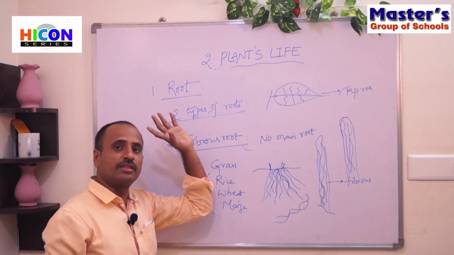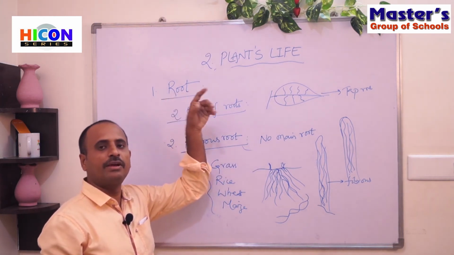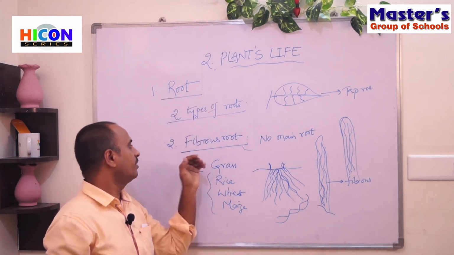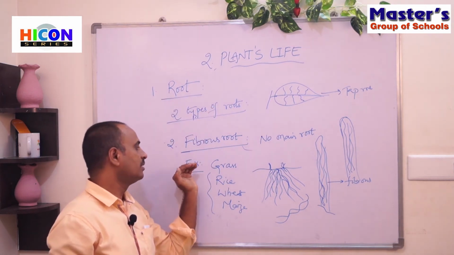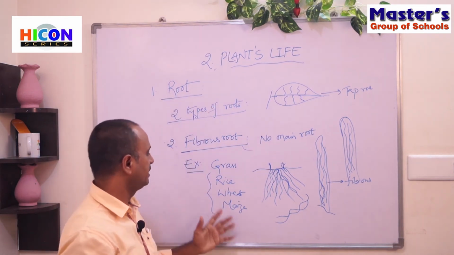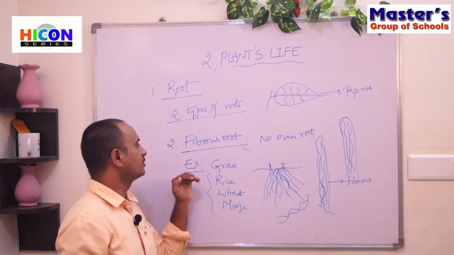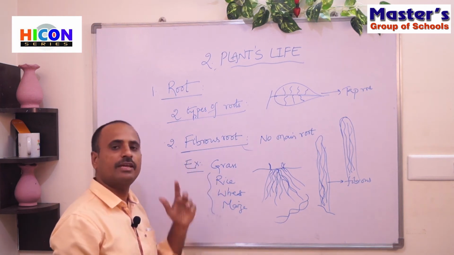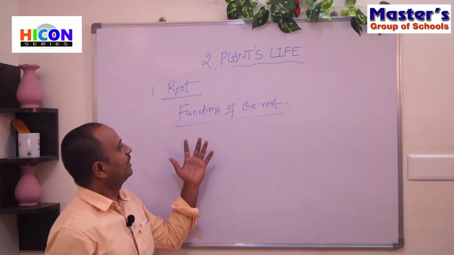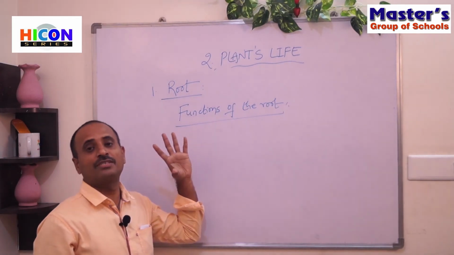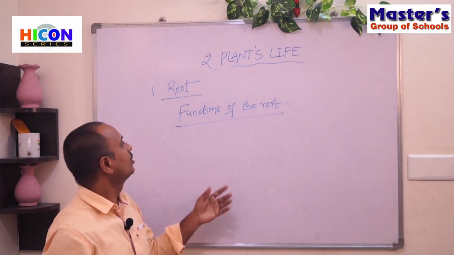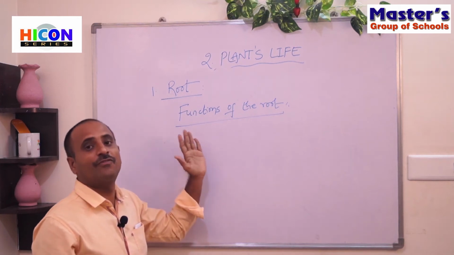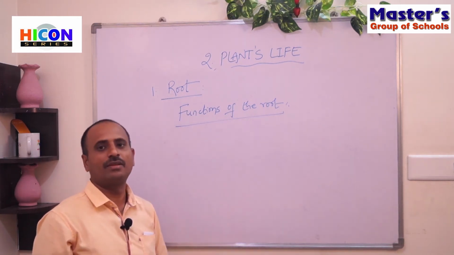The examples for the tap root are hibiscus, mango tree, banyan tree, and examples for the fibrous roots are grass related plants like rice, wheat, maize. So these are the types of roots. Functions of the root. Up to now we have discussed different types of roots. Now we are going to learn about the functions of the roots.